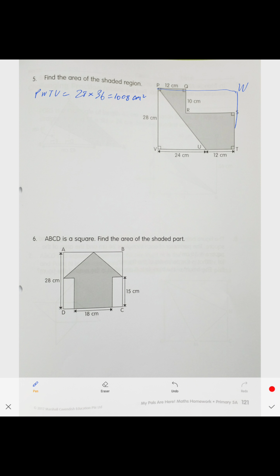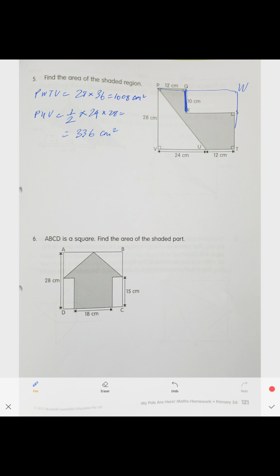All right. And the big triangle is PUV, this triangle over here, right? PUV is 1/2 times base times height, right? So 24, 28, which is equal to 336 square centimeters. All right. Now finally we find this rectangle.